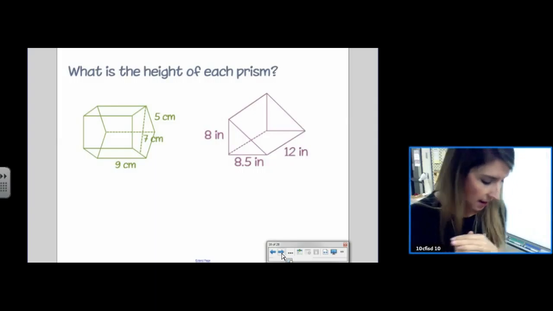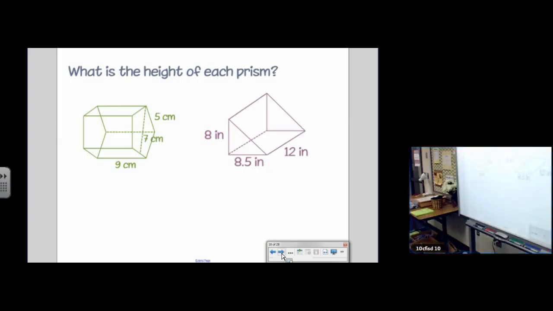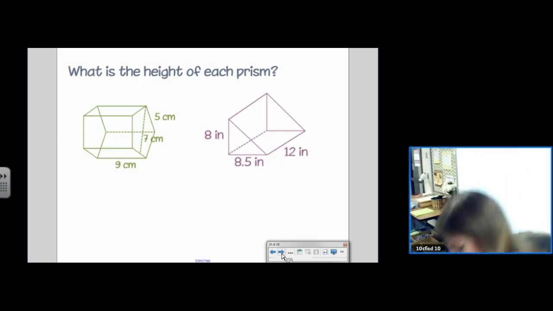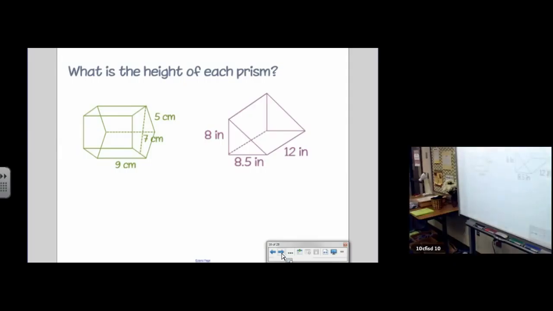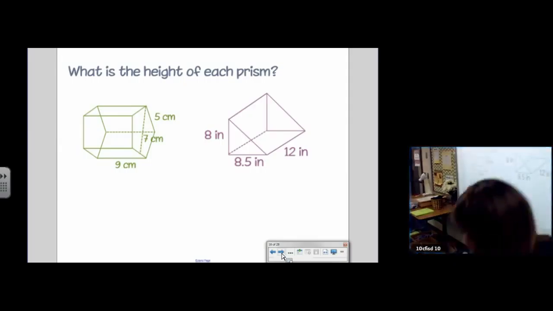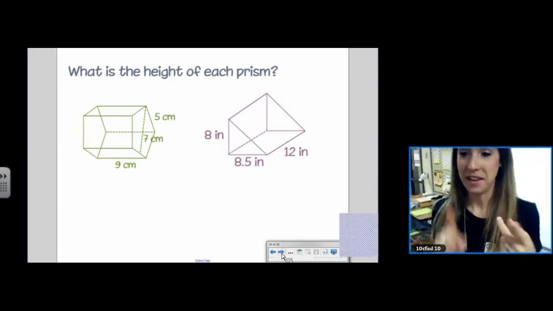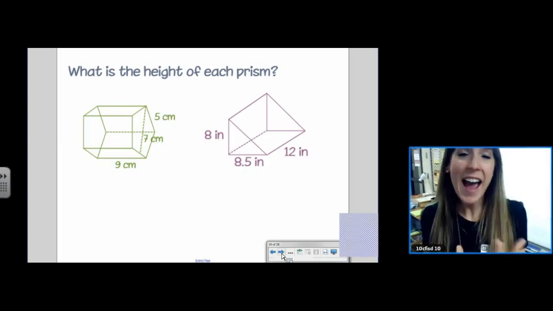All right, take a look at this right here. What is the height of each prism? Because if you can't get the height correct, then you're not going to plug it into the formulas correctly. So let's look at the green one first. What is the height of the green prism? It's not 5. It's not 7. Very good. The height is 9.